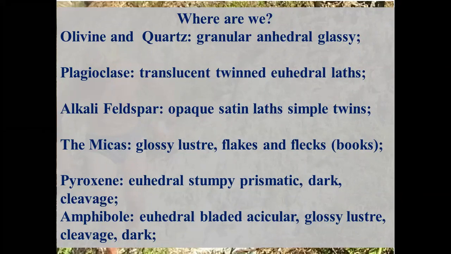And those are separated from the amphiboles, whereas the amphiboles tend to have more bladed crystals, acicular, bladed needles even, crystals with a glossy luster. And the luster of these amphiboles is greater than that of the pyroxenes. So if you've got two together, the ones that are most glossy will be the amphibole, and the ones that are less glossy will be the pyroxenes.